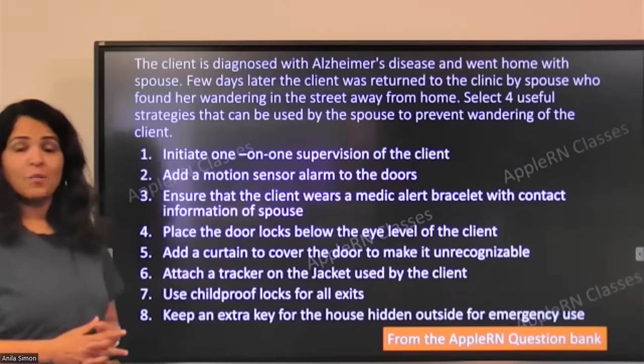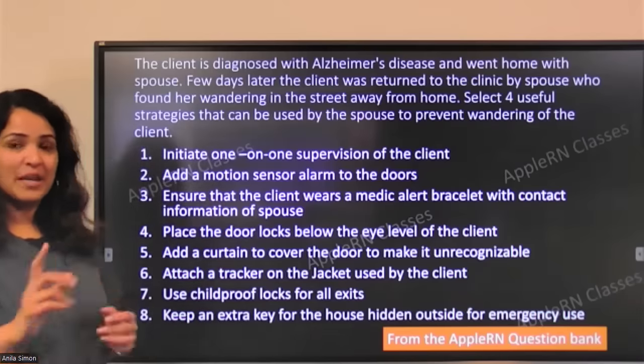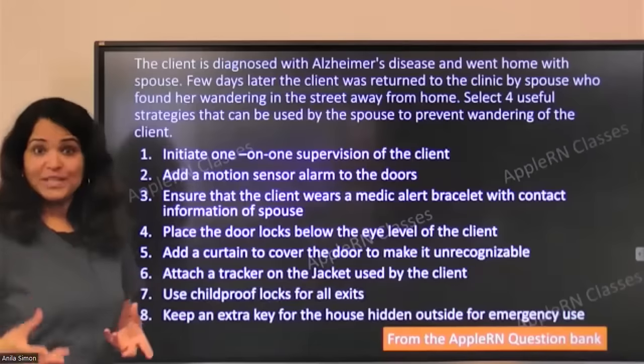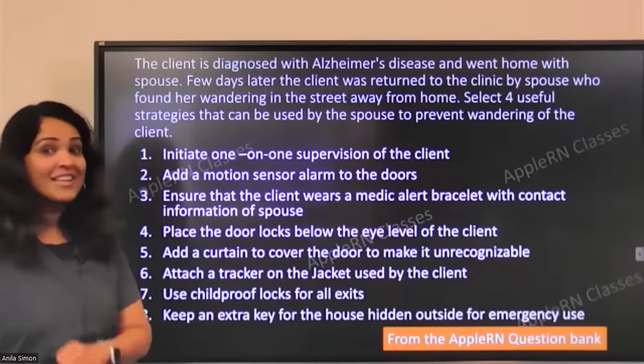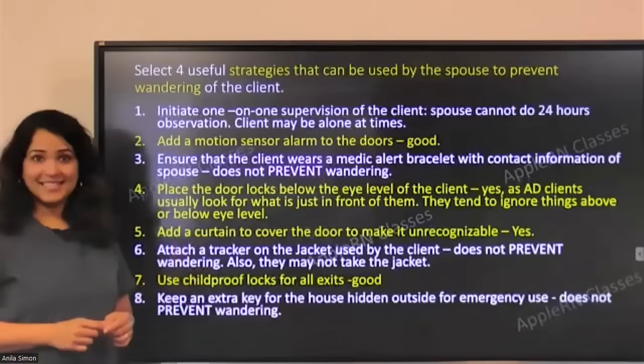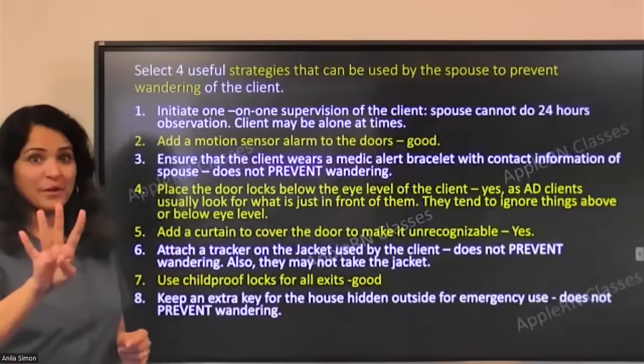This is again from our question bank, and in our neuro Alzheimer's disease session, we talked about this in detail. We also did a webinar on this. These are the answers. We are looking for only 4 of them.